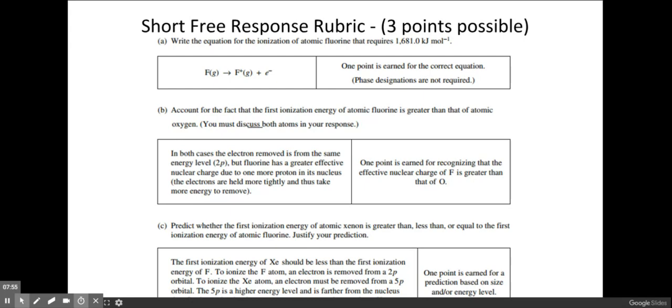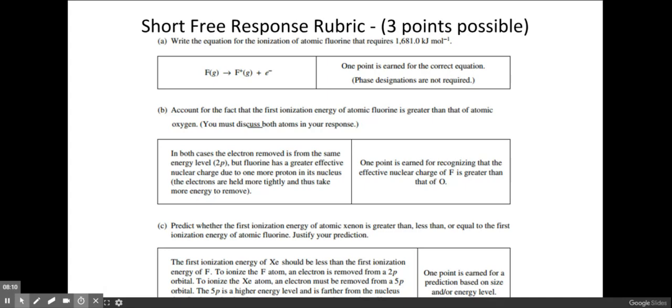because you've got to remove electrons from the fluorine atom that are much, much closer to the nucleus, and therefore held on much more tightly and require a lot more energy to remove than those way out at the edge of xenon in the 5p energy level.